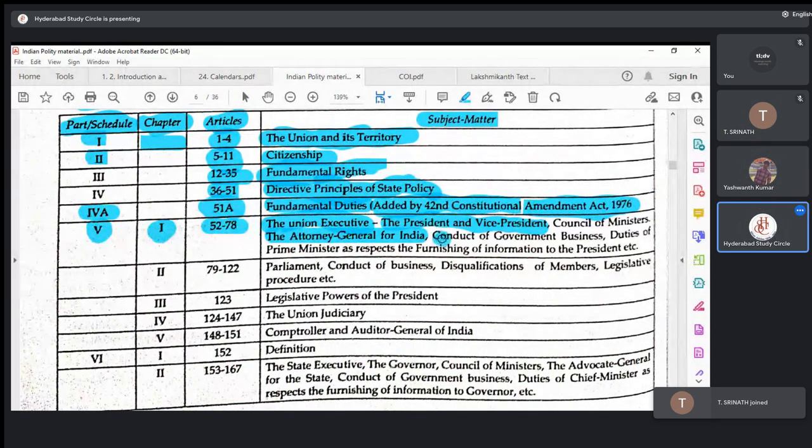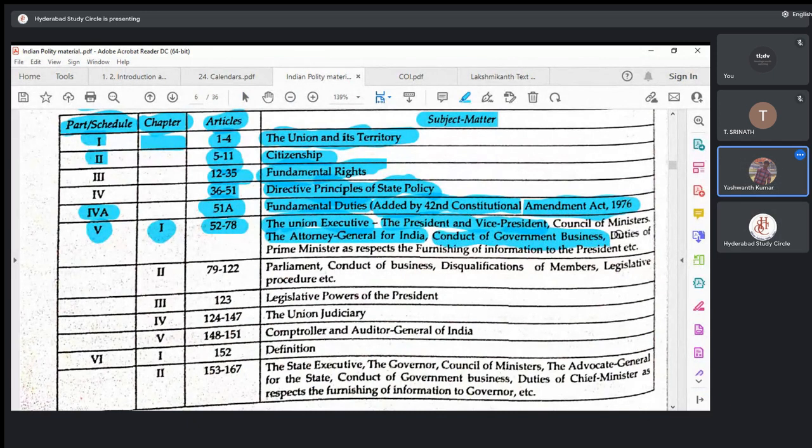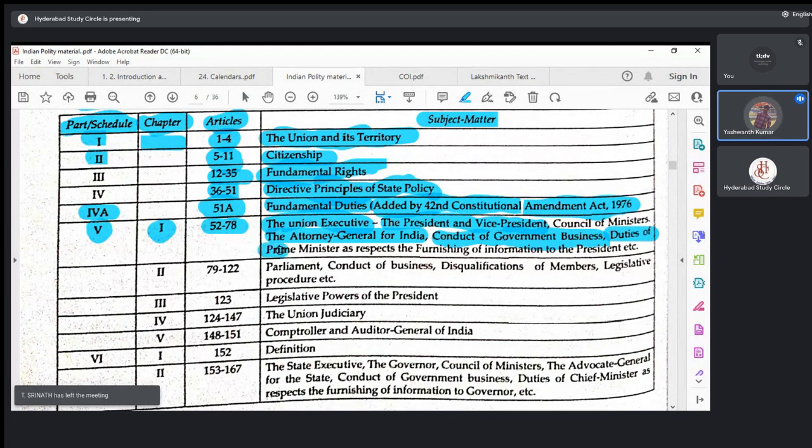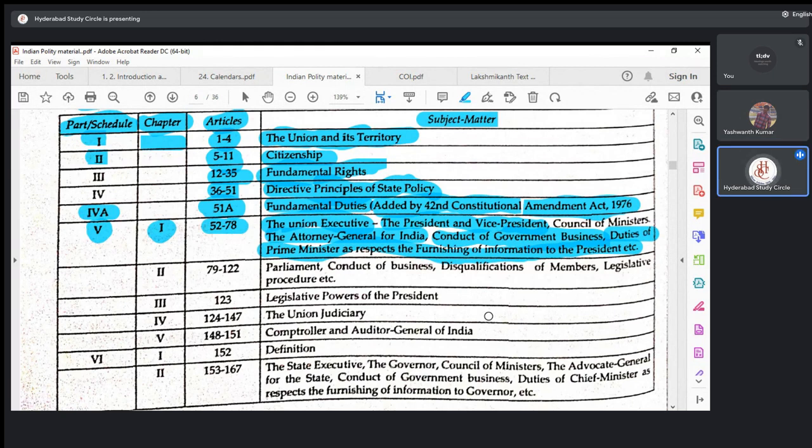After that, conduct of government business. Then duties of Prime Minister as respects the furnishing of information to the President. It is because the Prime Minister is the head of the government and the President is the head of the state. We will learn about the duties and everything in detail. Just let us now note it down.